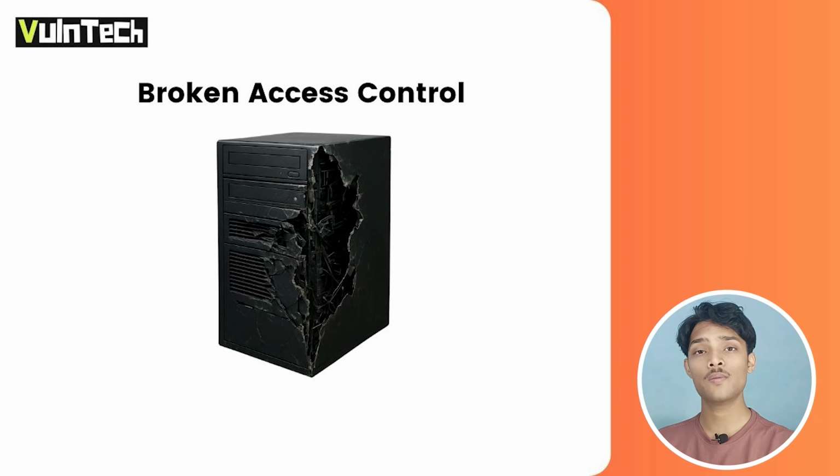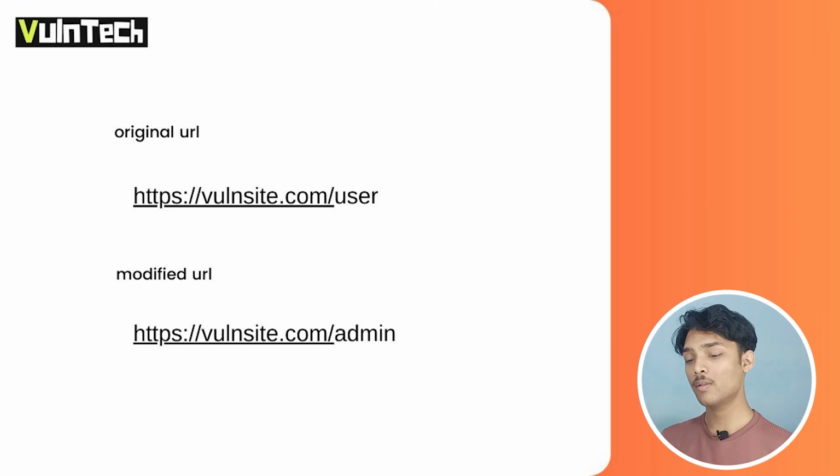Now what happens when broken access control occurs? A user can modify the URL or modify the request and access resources or files that they shouldn't. Let's look at an example. You are on a website https://vulnsite.com and you are seeing /user, but you modify it and change it to /admin, and even though you are not admin, the role validation is broken and you can access the admin panel.